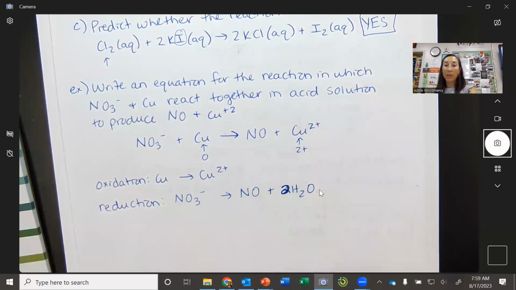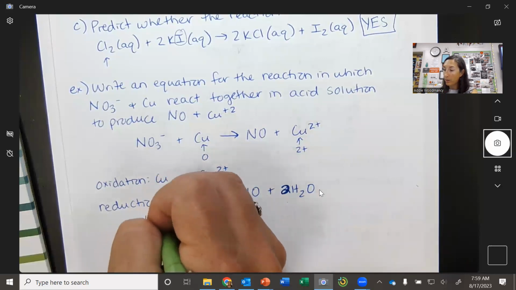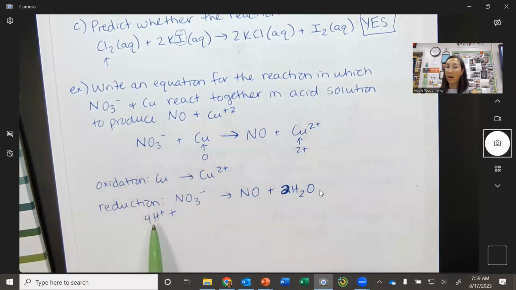Now I can balance my hydrogens by adding H pluses. Once again, I don't have any hydrogens in this equation, but I do here now that I've added water. So I have a total of 4 hydrogens on this side. So I need to add on the other side 4 hydrogen ions. So now I have 4 hydrogens on this side, 4 on this side.